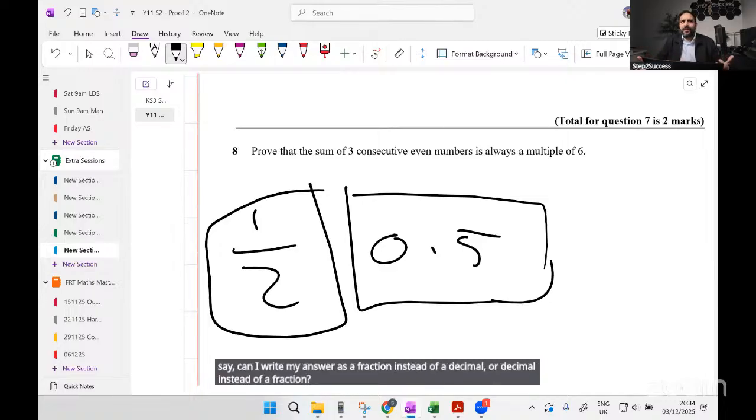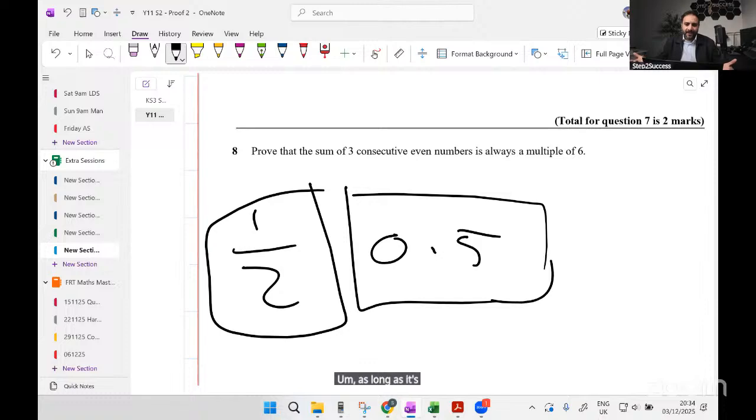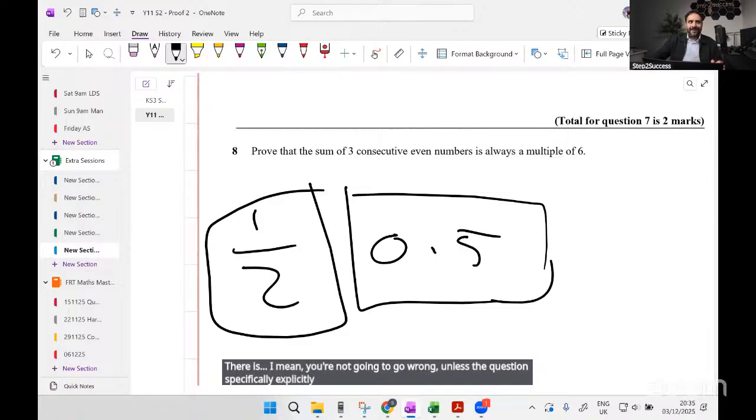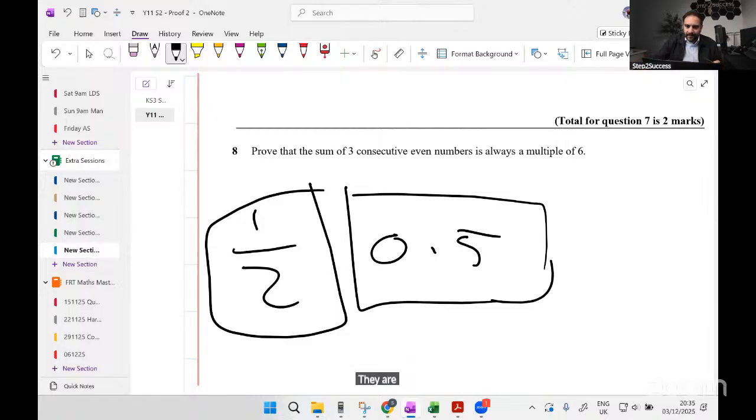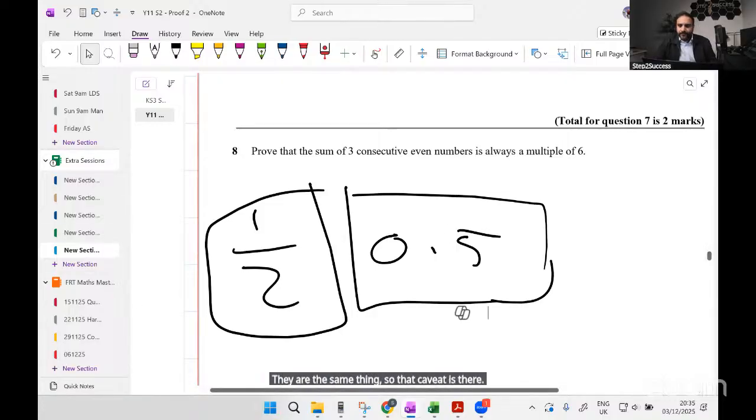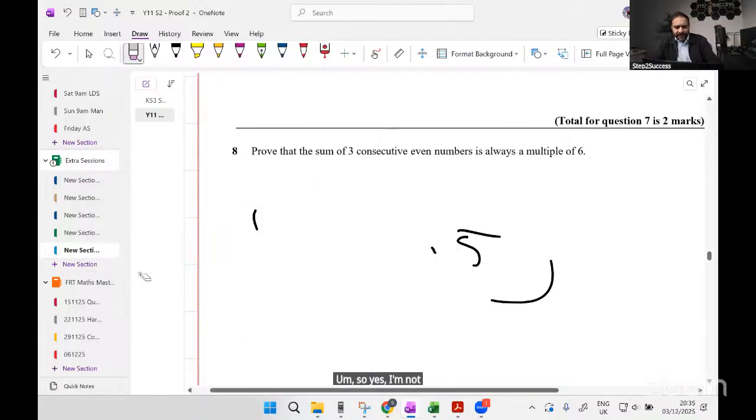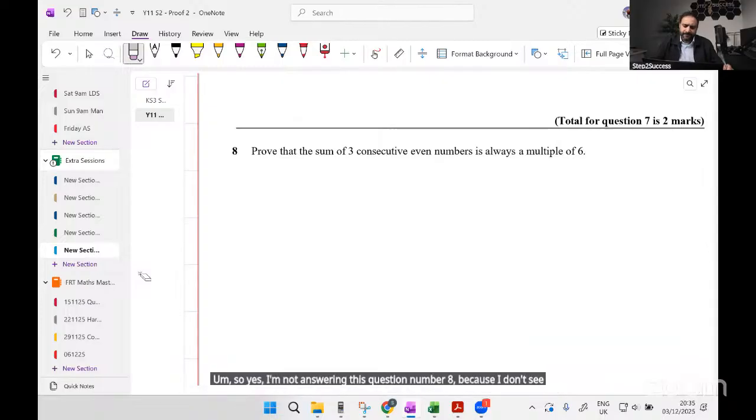As long as it's correct, it is the same thing, isn't it? If the answer to a question is a half and you put 0.5 or 1 over 2, you're not going to get it wrong unless the question explicitly says, write your answer as a fraction or write your answer as a decimal. They are the same thing. So that caveat is there. So yes, I'm not answering this question number 8 because I don't see why you can't do that yourself, given everything that we have done so far today.